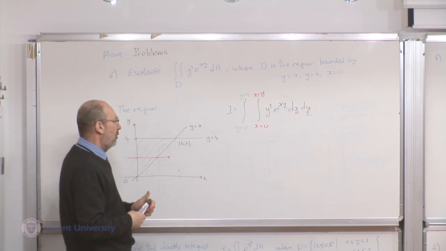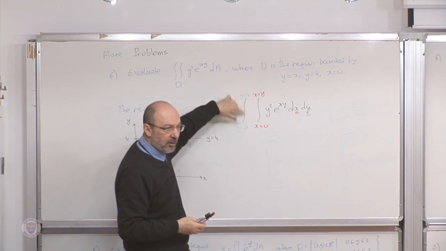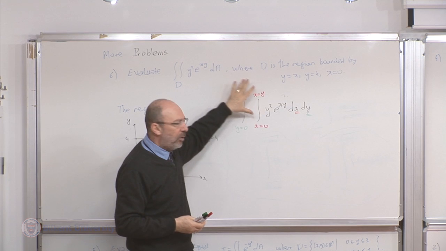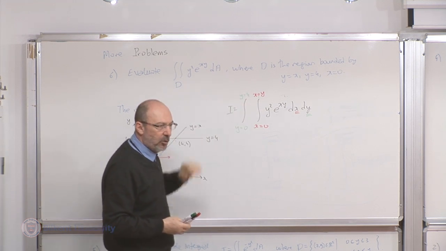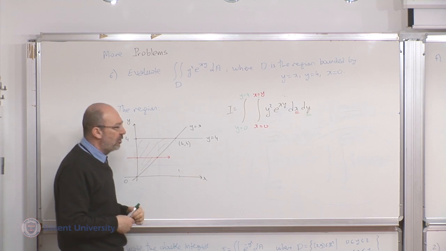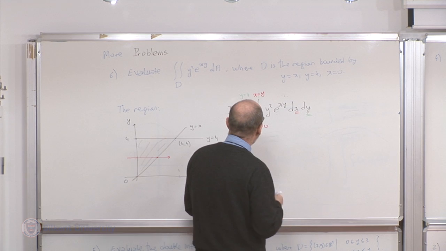And we do our final check. The limits of the last integral must be numbers; no x and no y should appear there. I have 0 and 4. So all the trivial things are checked. Now I integrate this.